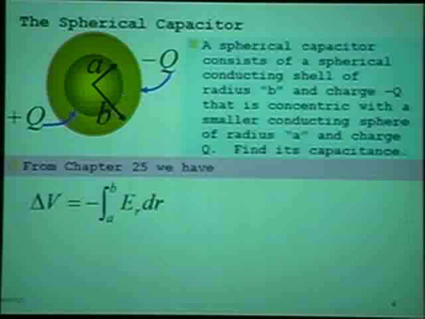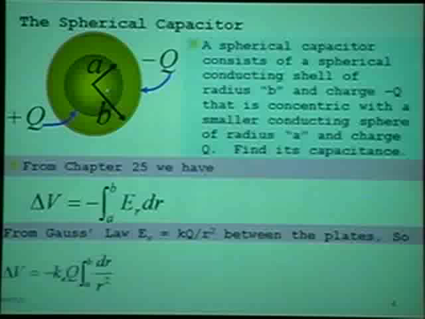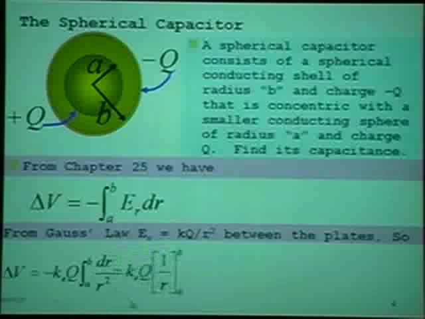From chapter 25, we know that the potential difference should be the negative integral from radius a to radius b of the electric field, dr. But that electric field is really only due to this inner shell, which acts like a point charge from the center. So that's going to be kq over r squared between the plates. K being our famous electric constant, 9 times 10 to the 9. We'll pull that out. So we have the integral from a to b of dr over r squared, and you know that to be 1 over r, evaluated from radius a to radius b.